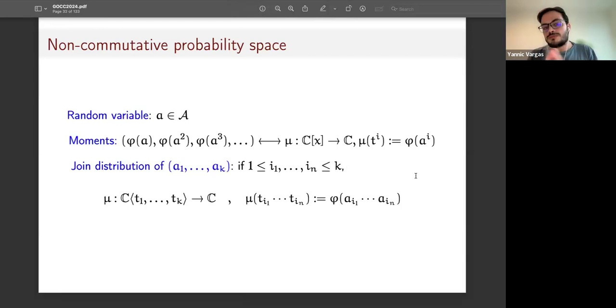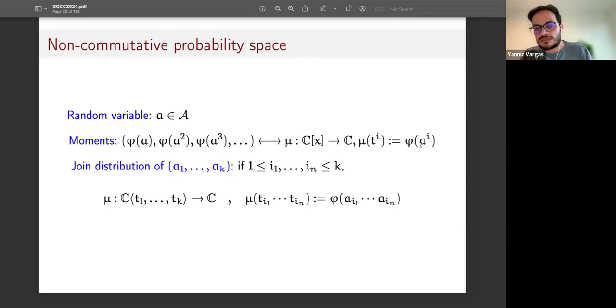Some analogies between this definition and the classical one. Again, the random variables will be the elements of the algebra. Sequences of moments will be encoded just by a linear map from the space of polynomials in the variable x to C, sending this basis element to this evaluation of phi on the element a^i.